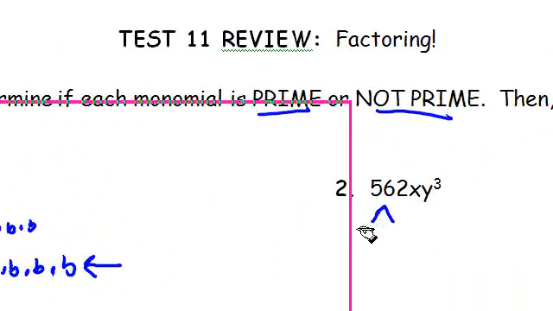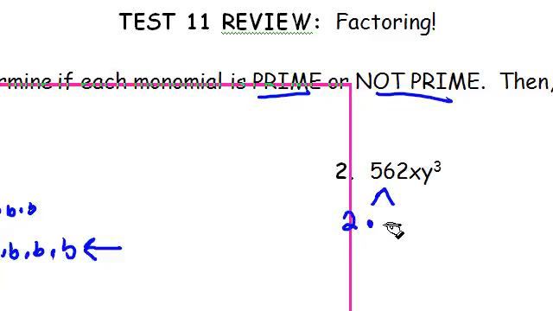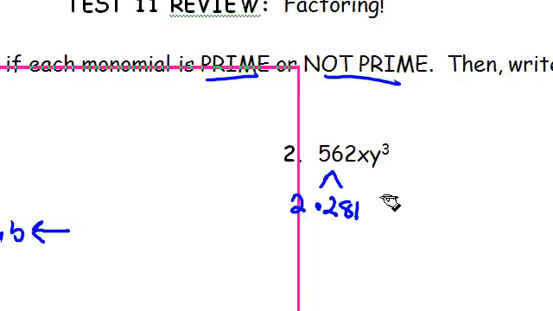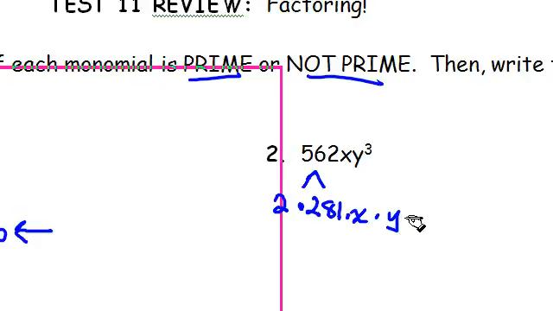Okay, let's come over here. 562. That's an even number. We can divide it by 2. 2 times 281 times x times y cubed.